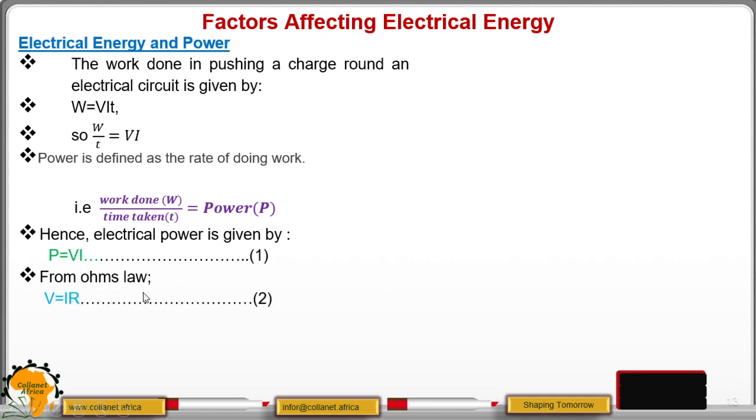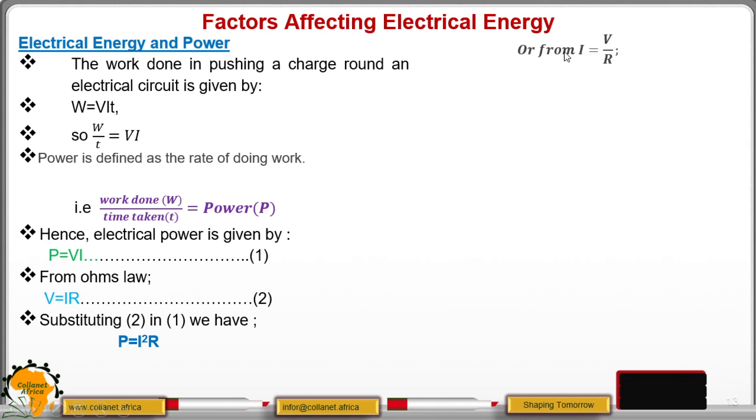But from Ohm's law, we know that V is equal to IR. So, substituting this equation 2 in 1, where we have V, we put IR, you'll find that power will be given by I squared multiplied by R. Remember, now we have replaced V with IR. And that is why now we have I multiplied by I, then we have R. So power is equal to I squared multiplied by R.